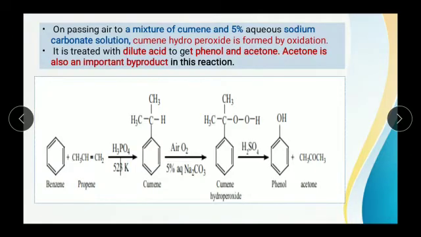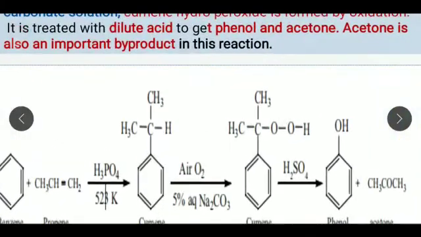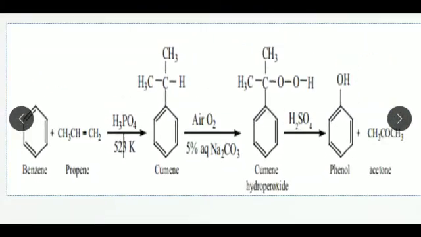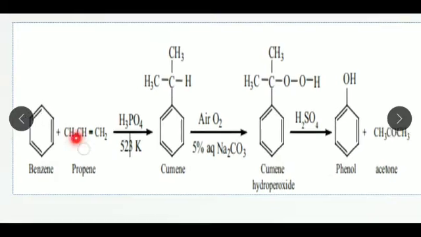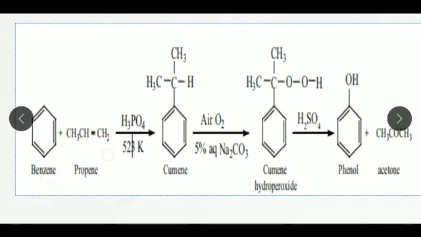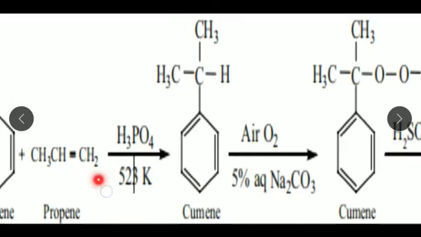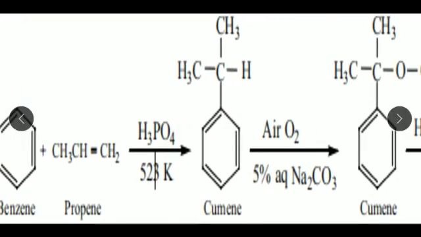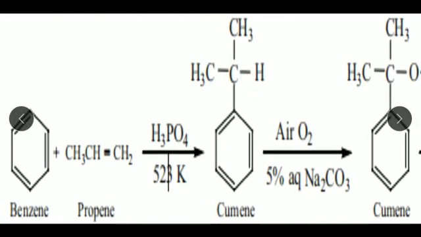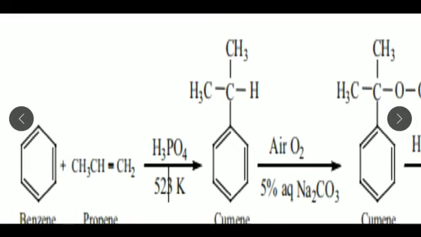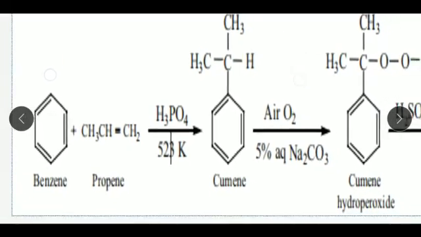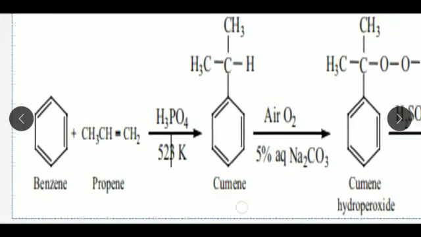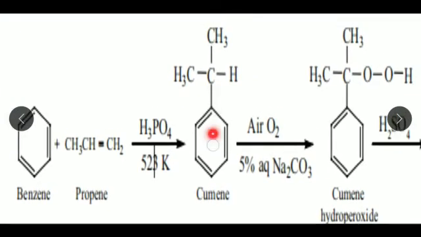Let us move to the chemical reaction. Benzene reacts with propene, CH3CH double bond CH2, in the presence of catalyst H3PO4 at the temperature of 523 Kelvin, and we are getting cumene. How? Here, in CH3CH double bond CH2, the double bond is cleaved. One side gets the benzene ring, another side gets hydrogen. So propene, an alkene, becomes an alkane. The name is isopropyl benzene, because the benzene ring is branched.